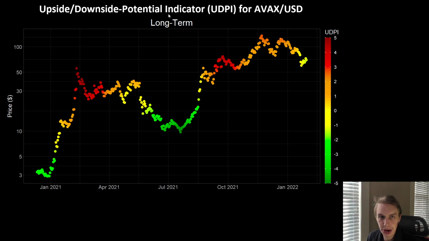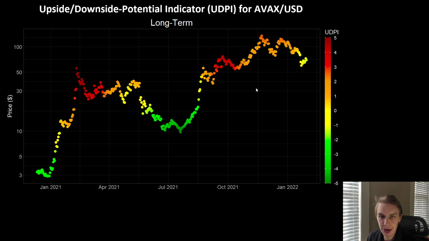I'm showing you here the long-term version of the UDPI. This is a version of the model that cares about moves that play out over months to years, so these broader, bigger moves that play out for an asset. This is kind of saying that in the longer term, over the coming months, the UDPI is developing a more bullish bias. It thinks that the upside potential for AVAX in the coming months is greater than the downside potential, although certainly downside potential is possible.